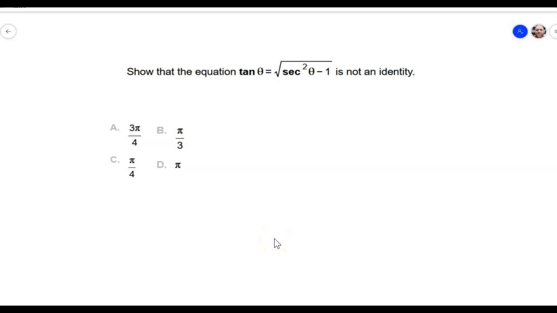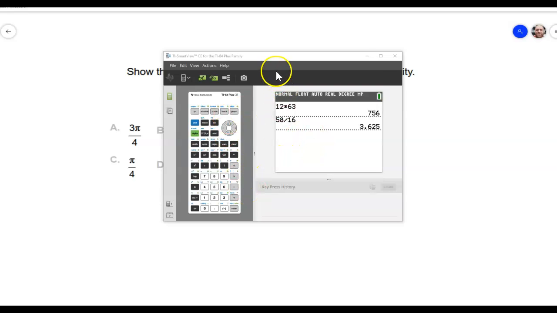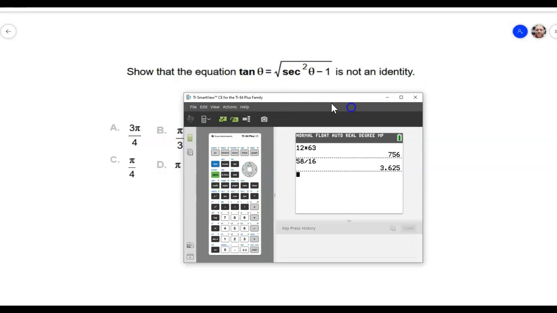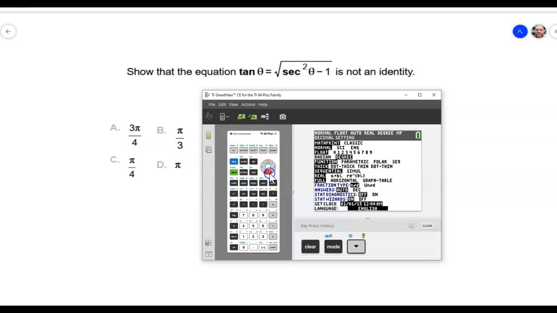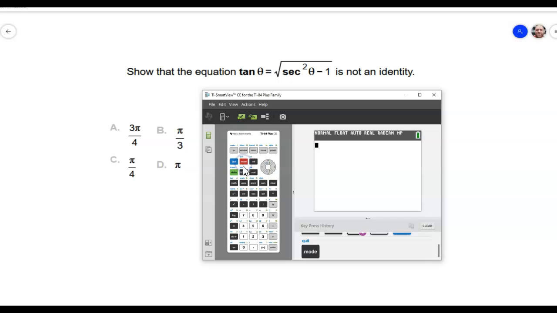But for this one, what I wanted to do was get a little bit of practice using our calculator. So go ahead and get your calculator out. It's going to be a little bit tricky putting this in, but we can definitely do it. First, make sure we're in radians. You can do radians or degrees, it doesn't really matter, but I'm going to use radians. Then I'm going to go to y equals, and on one side of the equation I'm just going to put in the tangent of theta, or tangent of x in this case.